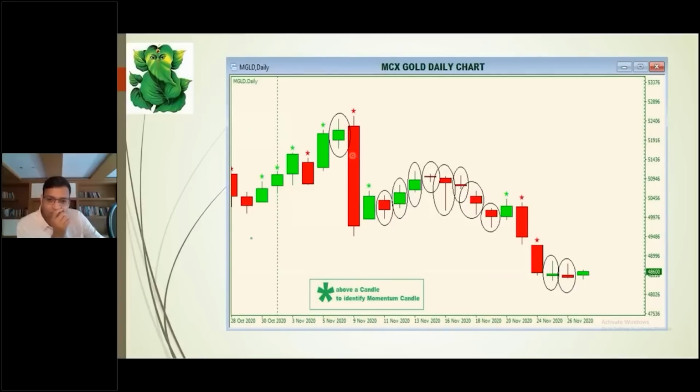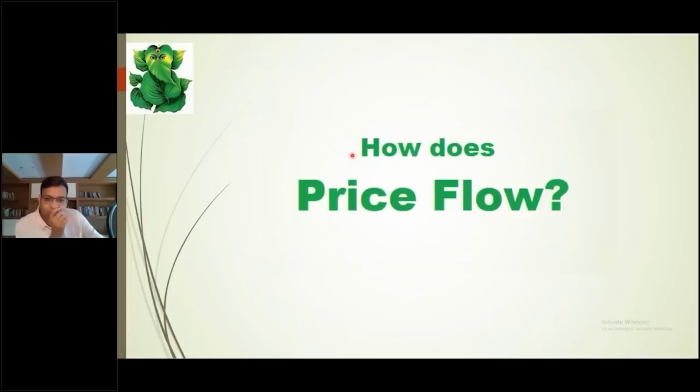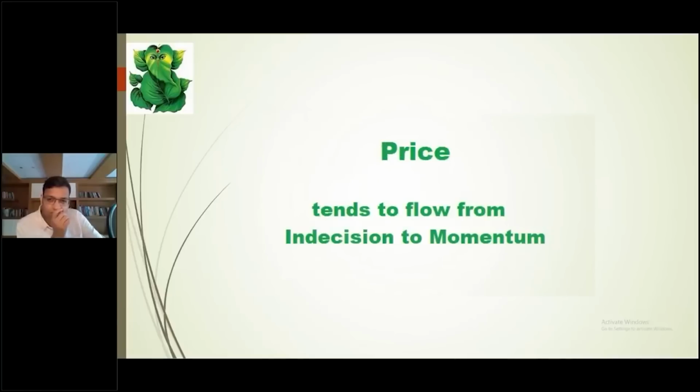So I'm going to come to the next point. How does price flow? Price tends to flow from indecision to momentum. Forget about all the other things that you know. From now onwards, it's just about indecision to momentum.